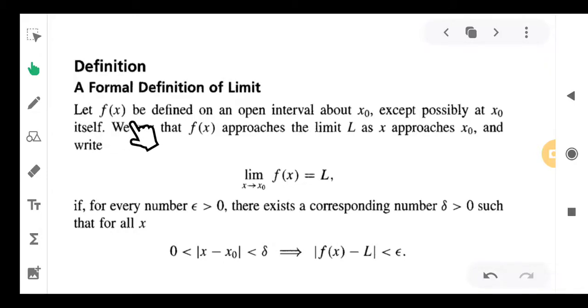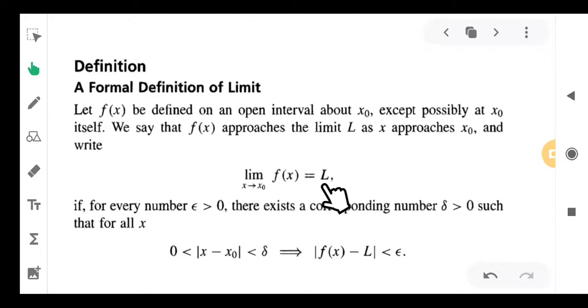Let f of x be defined on an open interval about a number x0, where we will be finding the limit. So f of x is defined on an open interval about x0, except possibly at x0. May be defined or may not be defined. That's why except possibly at x0 itself. We say f of x approaches the limit, a real number L, as x approaches x0. Remember, limit is a real number. So f of x will approach the value L when x approaches this x0.